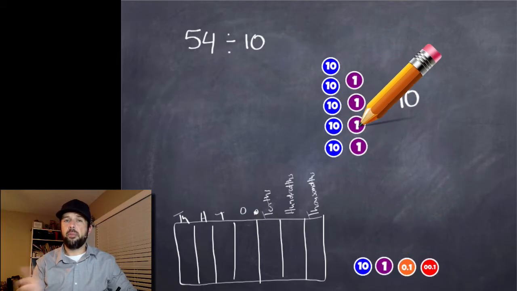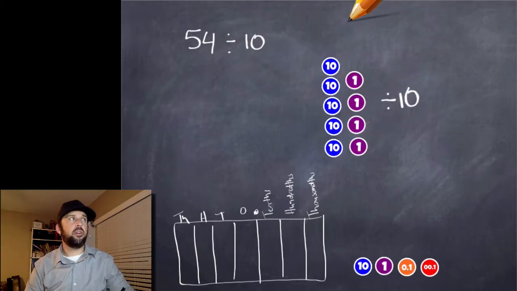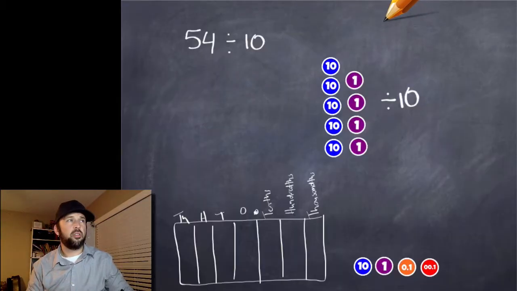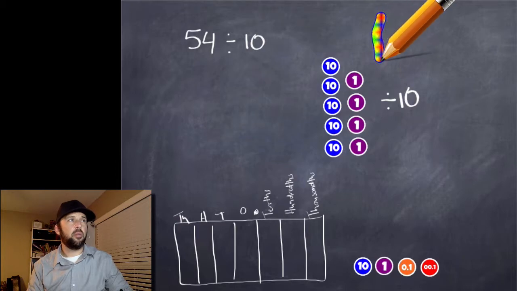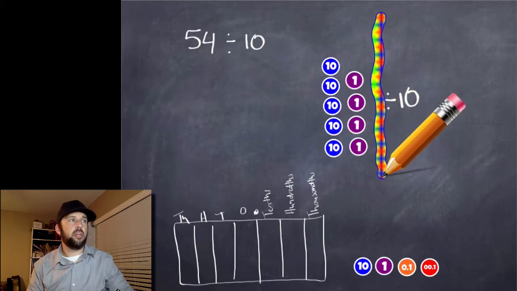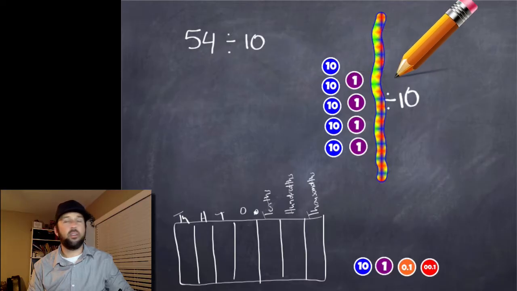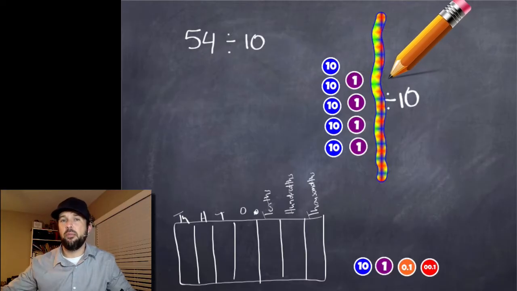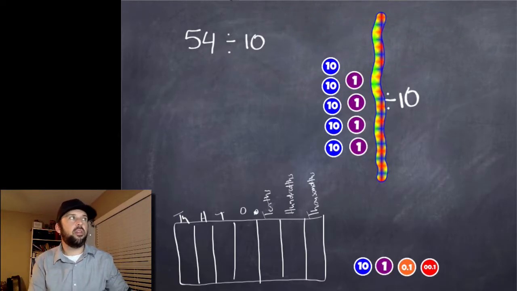Now we know when we divide by 10, everything's going to move down a place value, okay? So without the help of our chart here, I'm going to invoke a little bit of magic, right? We don't have a ton of money for special effects here at eSchool, so just bear with me. This is my magic divide by 10 line, okay? So anything that crosses this line is automatically divided by 10 and moved down to the next place value, okay?